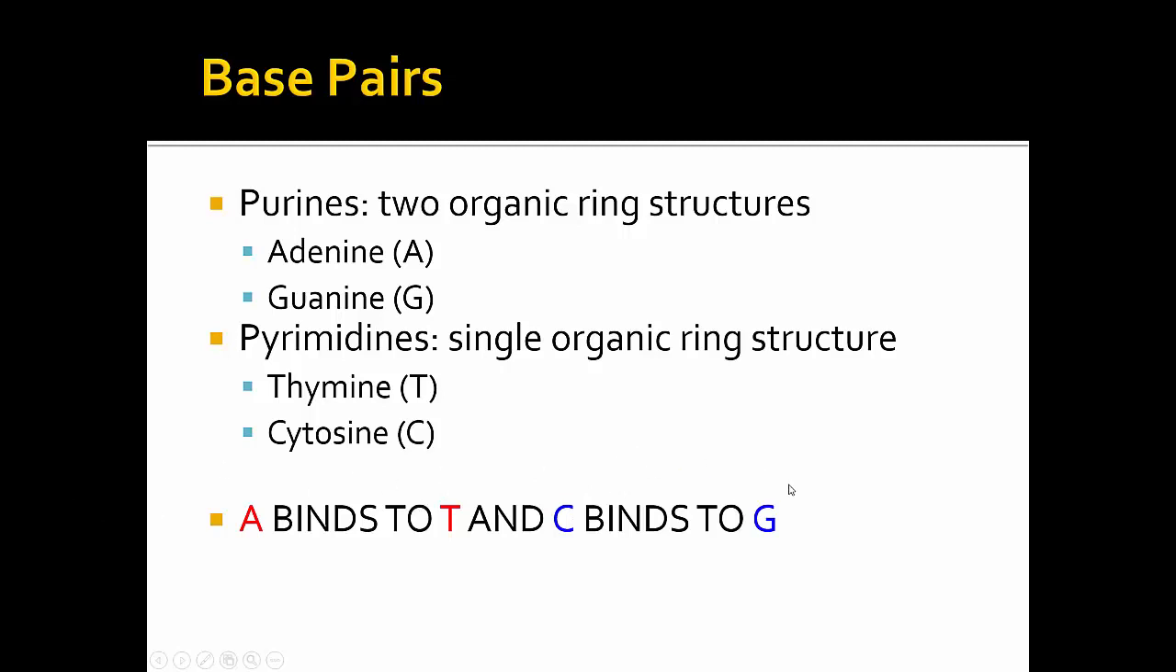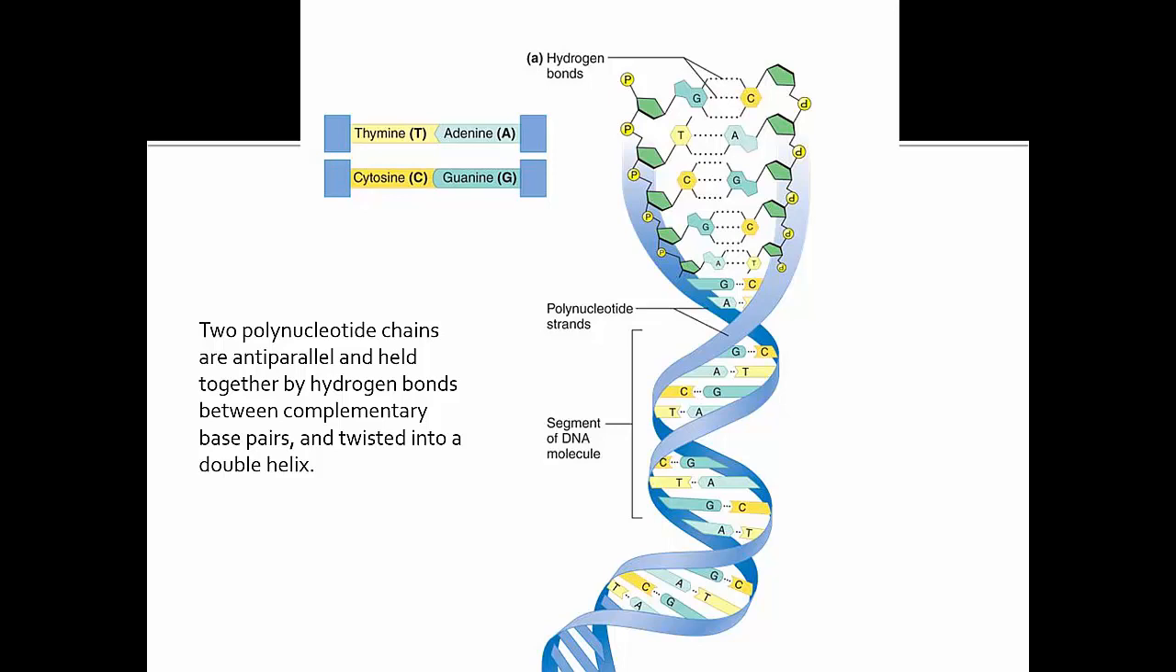ATCG. So when you're figuring out which strand of DNA to match up to the original strand, you look at the bases and know that A and T match and C and G match, and I'll show you that. These are called complementary base pairs. So the bases are A, G, C, T, and the complementary base pairs are A to T and C to G. So look at this pretty structure.